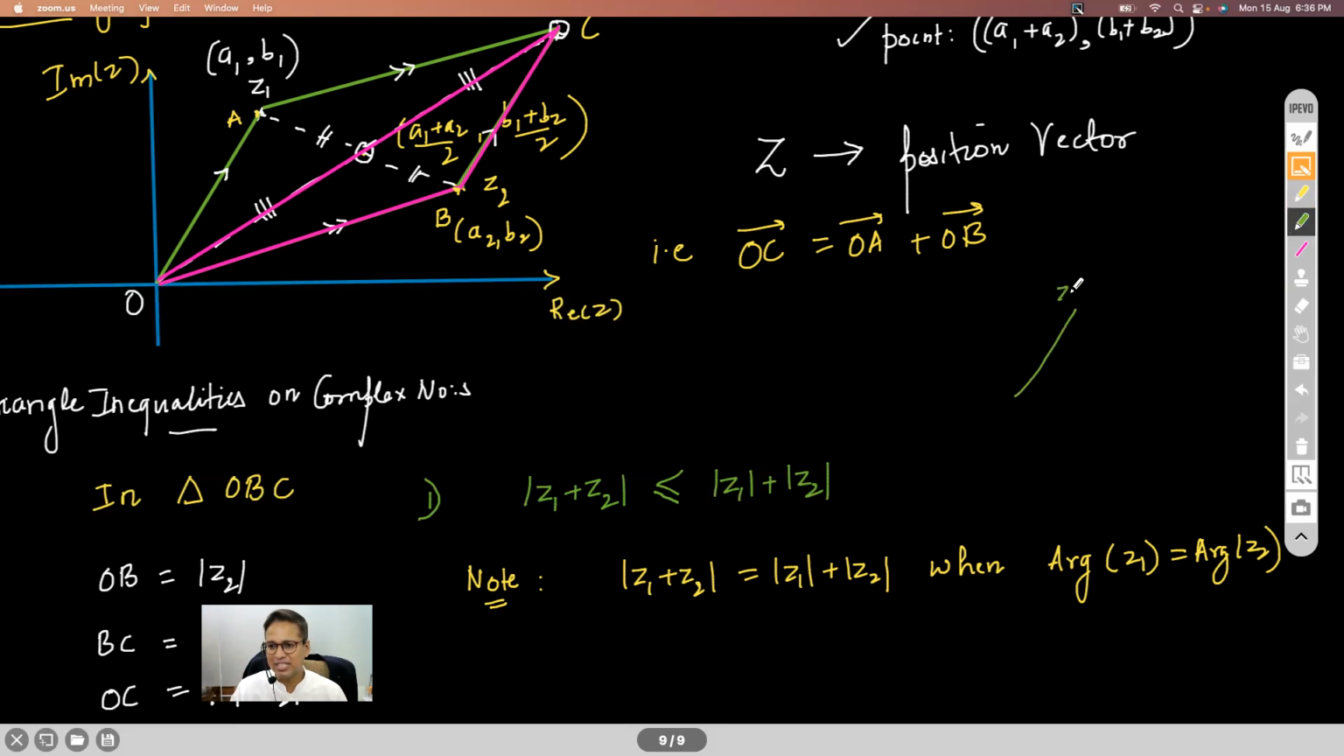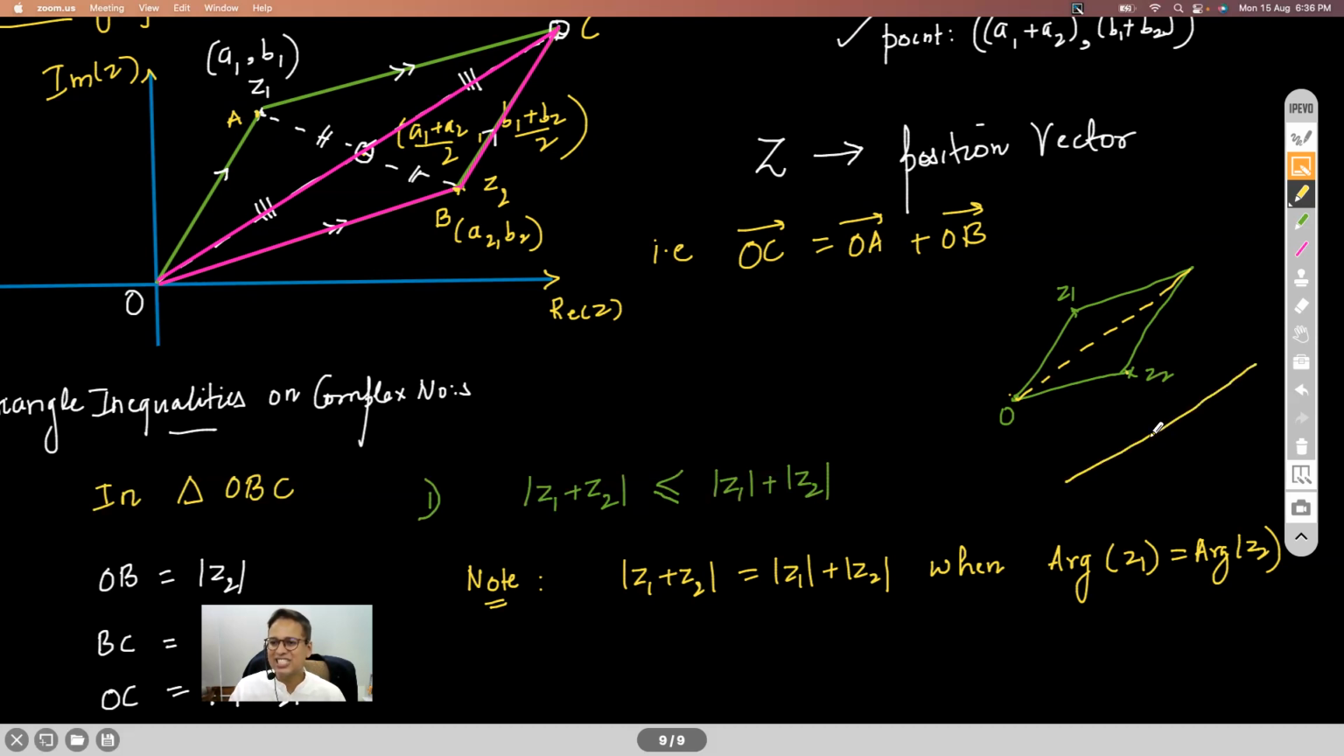See, initially Z1 is here. This is your origin. Z2 is here. Okay. So when you have the same argument, what will happen? This parallelogram will start collapsing, isn't it? So now focus on what will happen to this diagonal. So when these two come together, what will happen? They will come as a straight line like this, isn't it?